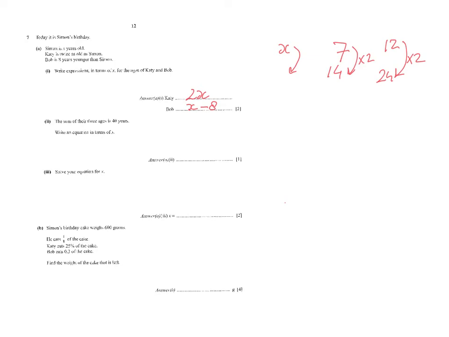The sum of their ages, question II, so if you plus the two ages, is 40. Write an equation now in terms of x. Oh, okay, I was just a little bit confused, but I didn't read it properly. It says the sum of their 3 ages. So that is Simon plus Katie plus Bob equals 40. Okay, so Simon, x, plus Katie, 2x, plus, what's his name, Bob, x minus 8, equals, I'm going to say 40. There we go, 40.